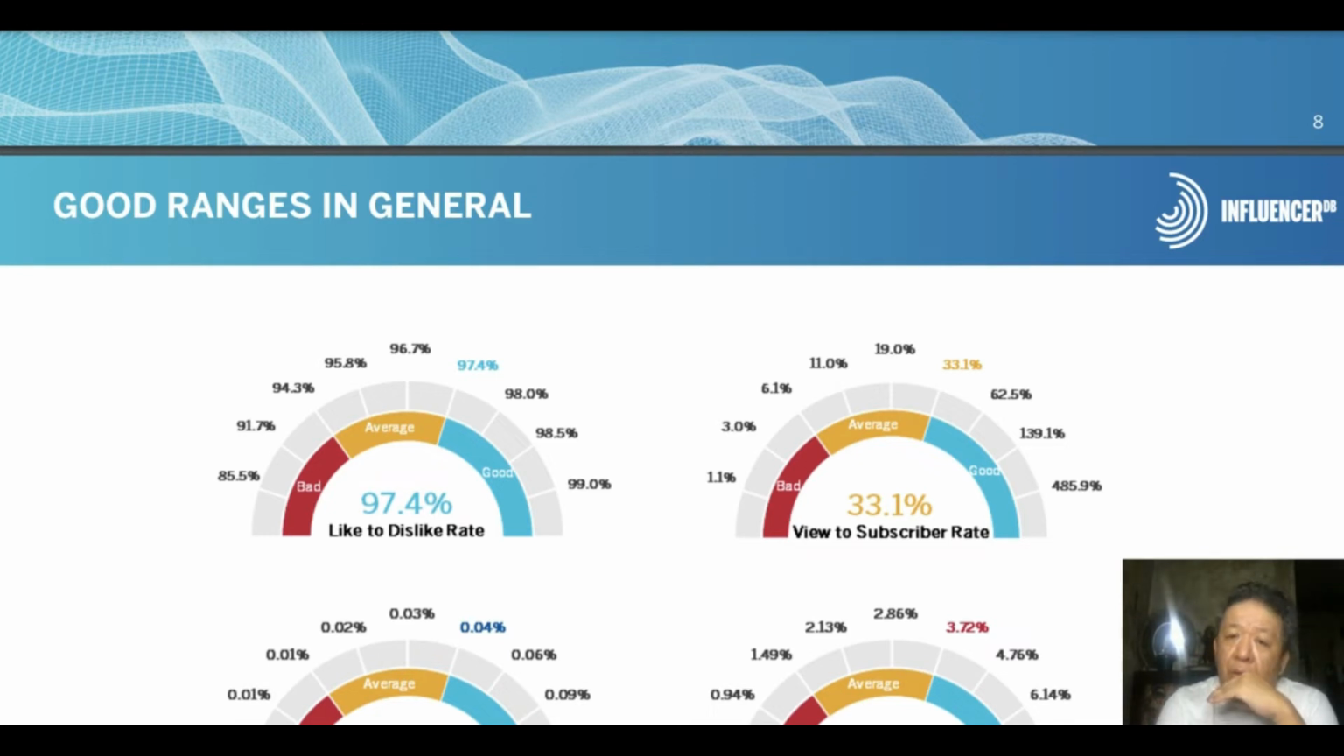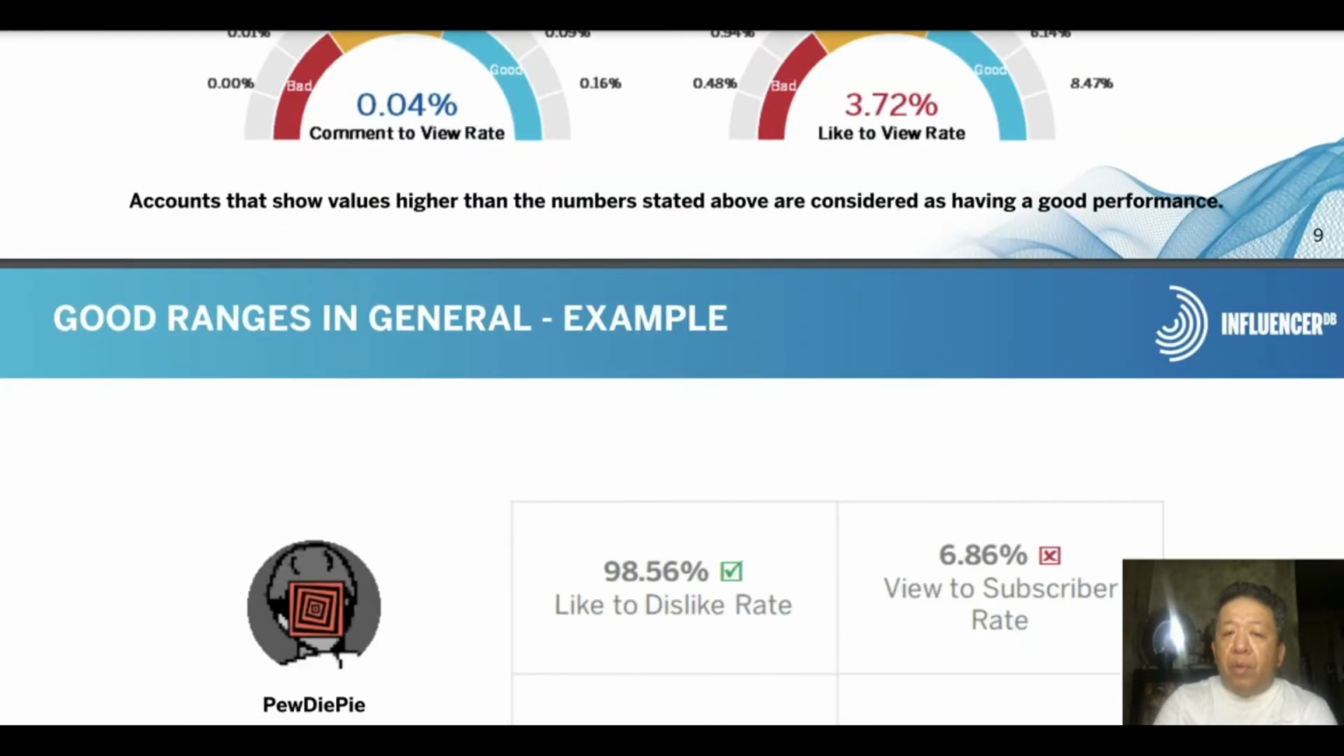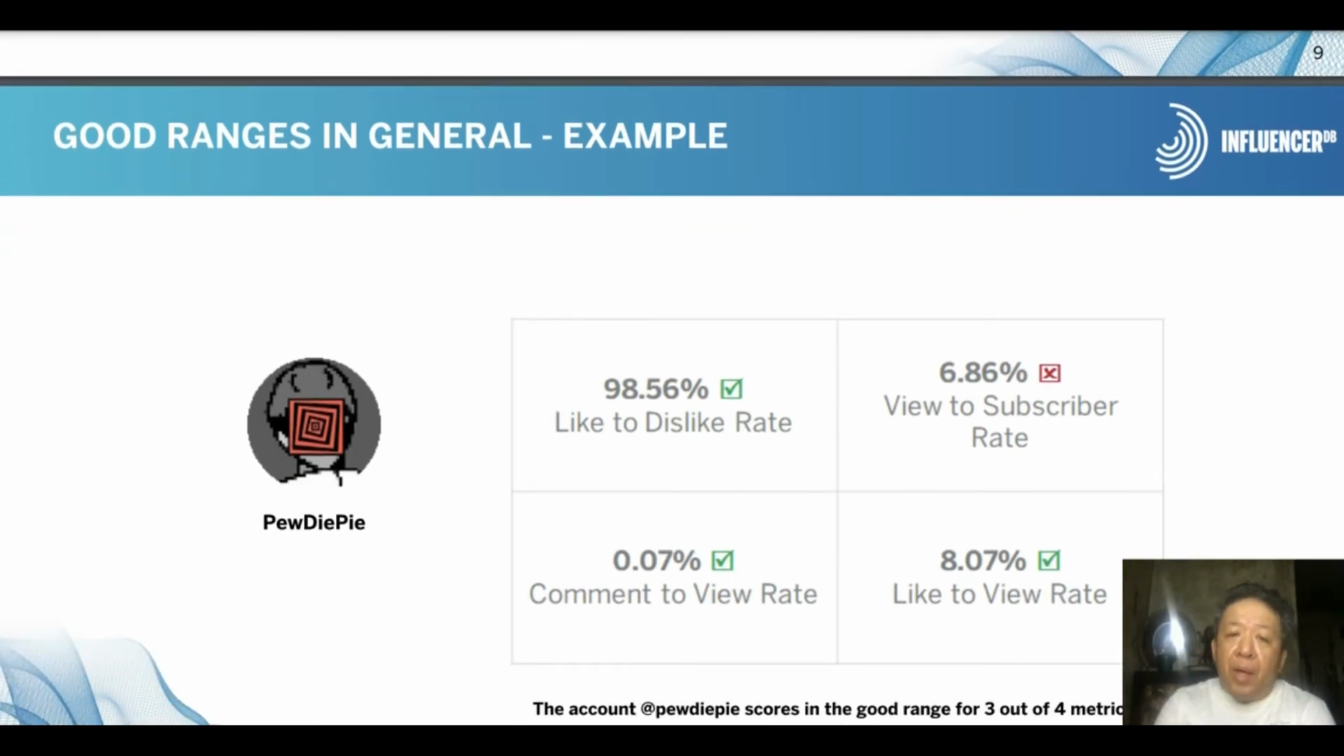Right, so it's really something to ponder, because in these four metrics, you have a majority of what you need as an influencer. You have the views to subscribers, we have the like per view, we have the like to dislike, and then the comment to view rate. Right? So these are what you are looking for. An example here was given for PewDiePie, like to dislike 98.56%, which is good, right? 0.07% comment to view rate, which is really small, because PewDiePie has 106 million subscribers, and his view to subscriber rate is only 6% on average.